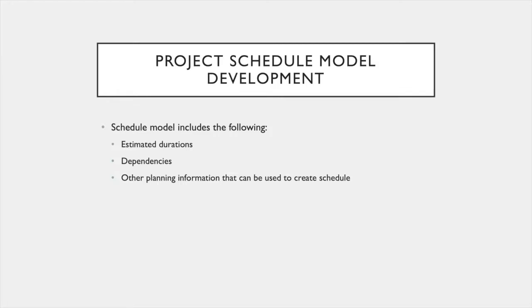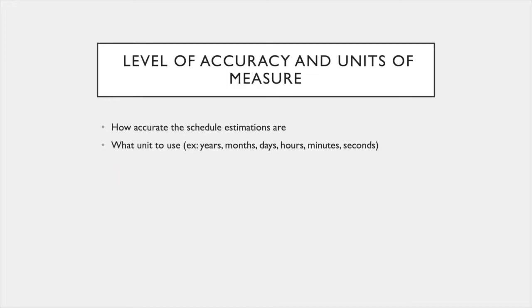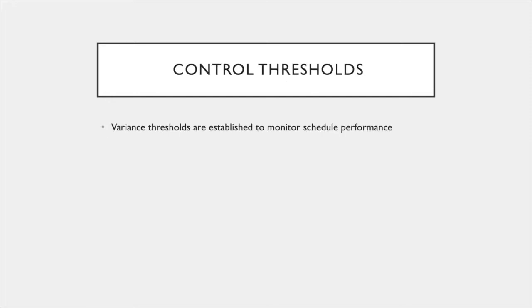Project schedule model development, which includes estimated durations, dependencies, and other planning information that can be used to create a schedule. Another aspect is level of accuracy and units of measure, which focuses on how accurate the schedule estimations are and what units to use, for example, years, months, days, hours, minutes, and seconds. The next aspect is control thresholds, which focuses on variance thresholds that are established to monitor schedule performance.